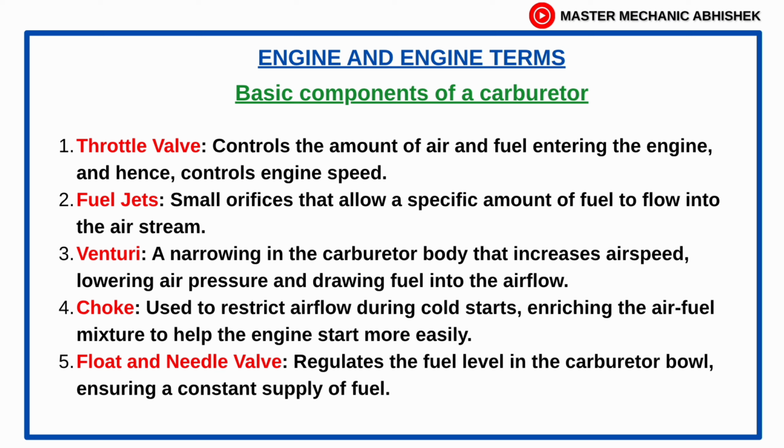Throttle valve controls the amount of air and fuel entering the engine, and hence, controls engine speed. Fuel jets, small orifices that allow a specific amount of fuel to flow into the airstream. Venturi, a narrowing in the carburetor body that increases airspeed, lowering air pressure and drawing fuel into the airflow. Choke, used to restrict airflow during cold starts, enriching the air-fuel mixture to help the engine start more easily. Float and needle valve regulates the fuel level in the carburetor bowl, ensuring a constant supply of fuel.